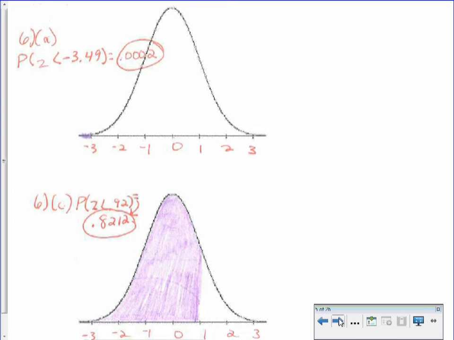However, in C, we want to the left of 0.92, so I'll just go there, 1. And so that's a lot of coloring. And that's a lot of probability, 0.82. Any questions about 6?